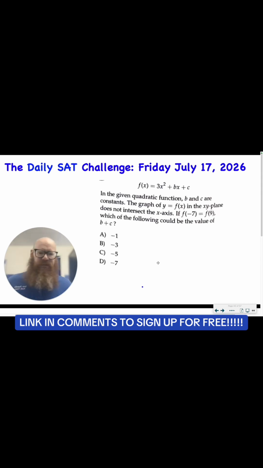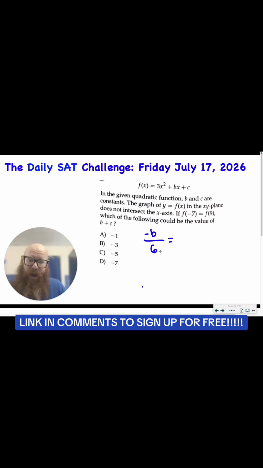So the first is how we're going to find b. One thing that we're going to use is the x-coordinate of the vertex. One way to find the x-coordinate of the vertex is to just do negative b over 2a. This is a formula that I think is very important to know. And negative b over 2a is negative b over 6.